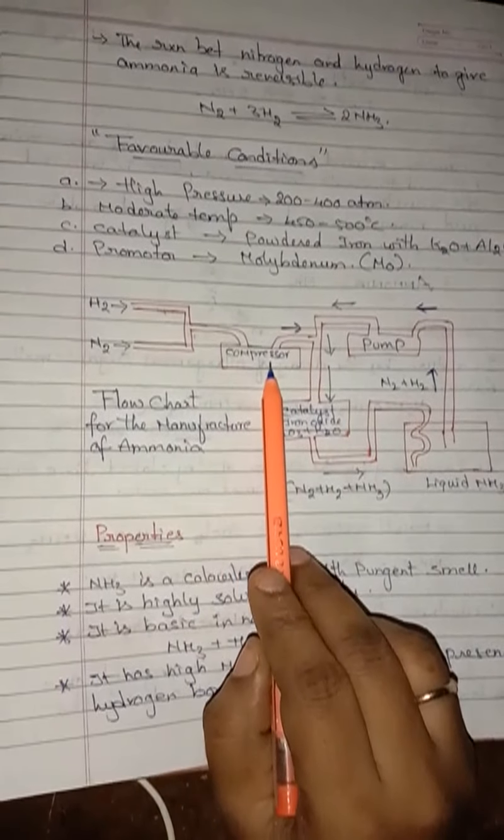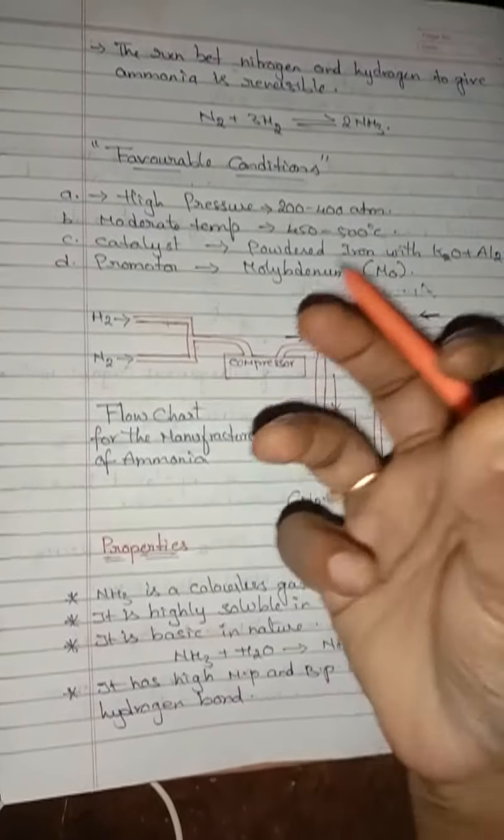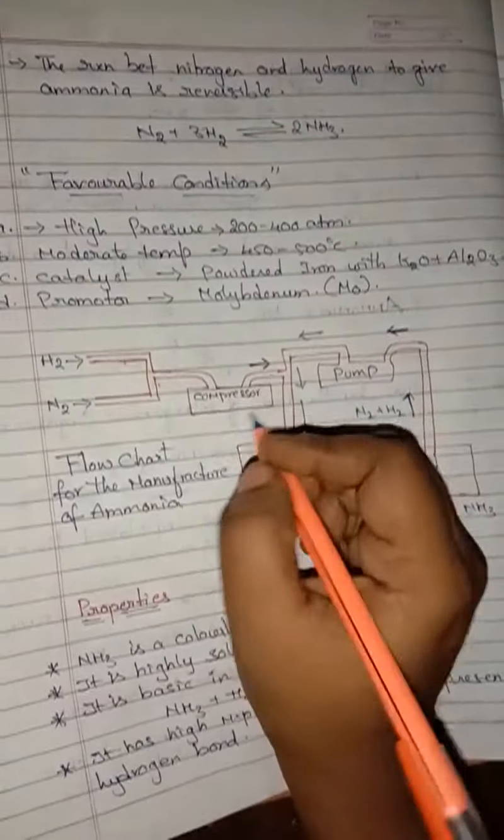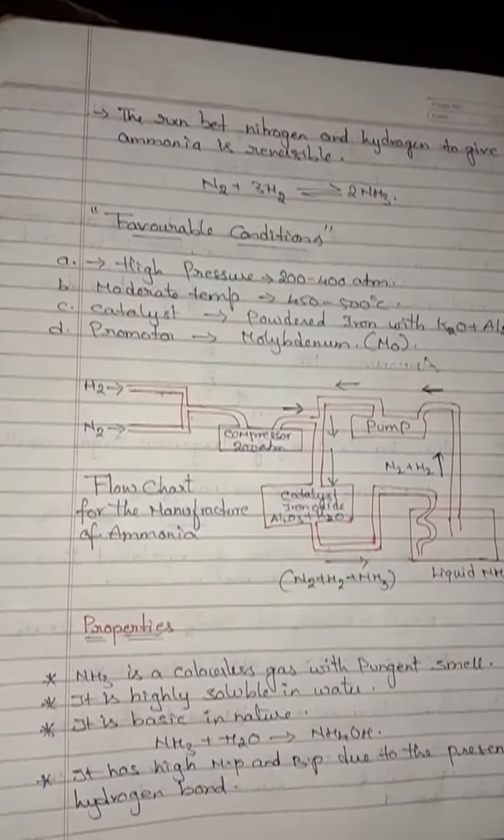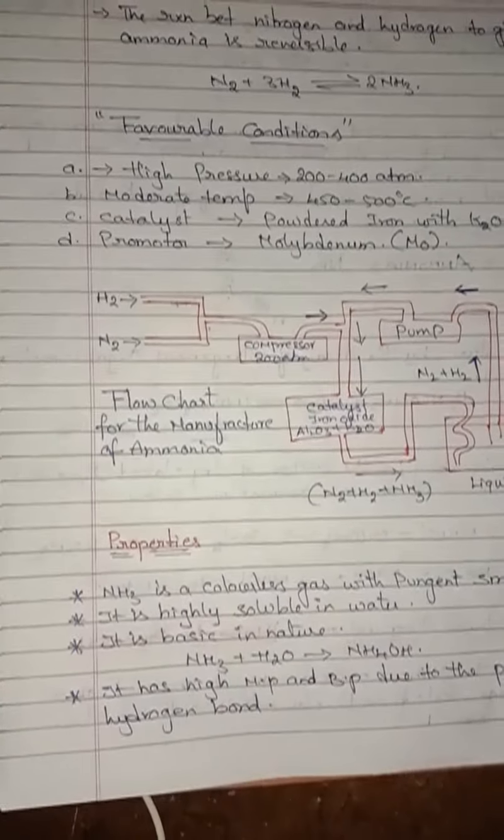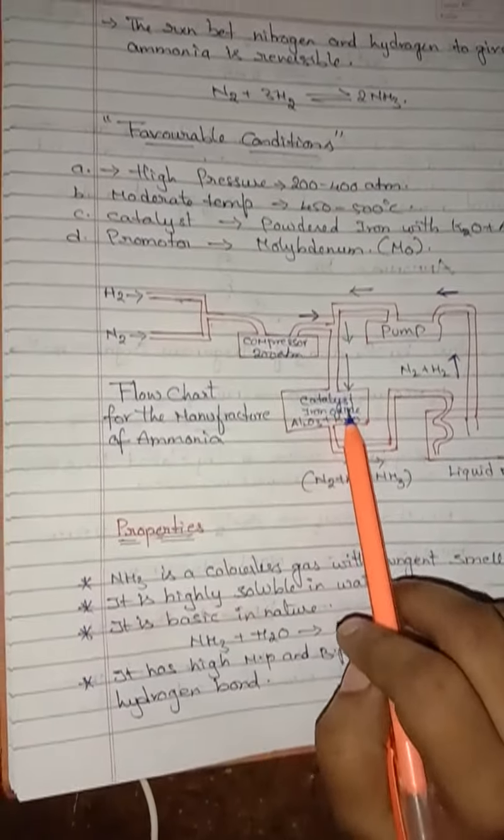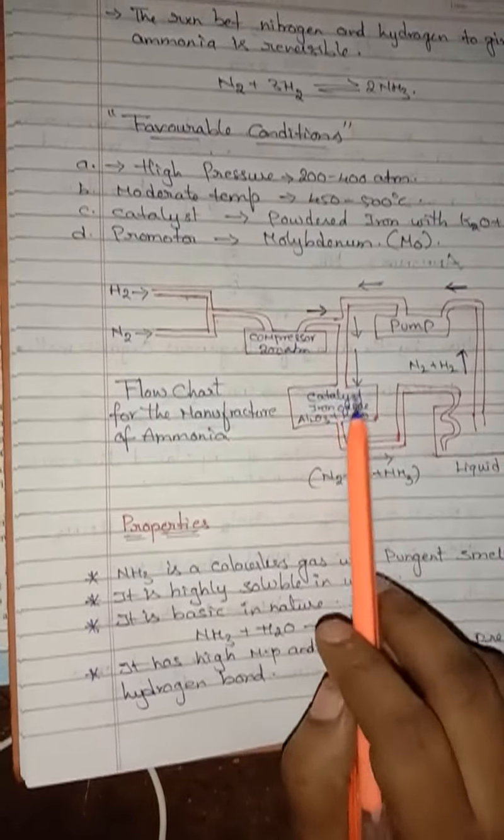So the mixture is now moved into the compressor, where 200 atmospheric pressure is given. What is the pressure I said? 200 atmospheric pressure. The gases move to the compressor where they are given high pressure, that is 200 atmospheric pressure. Then they move to the reaction bed, which contains the catalyst.